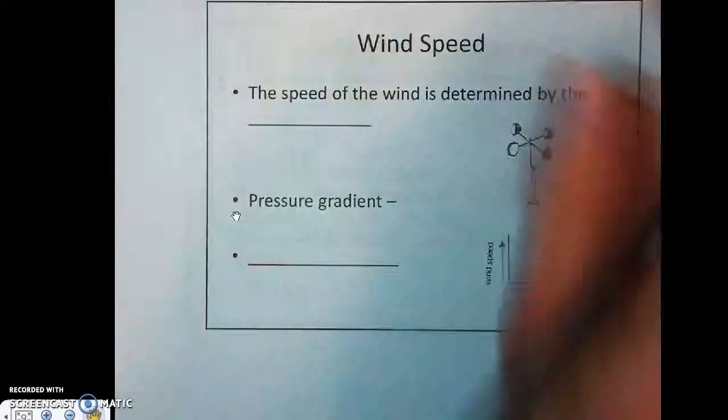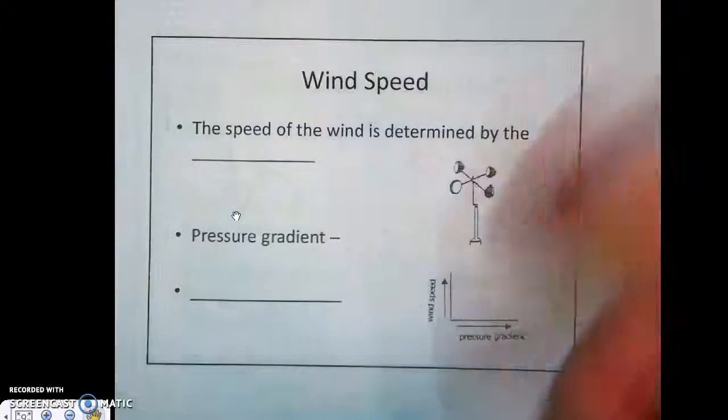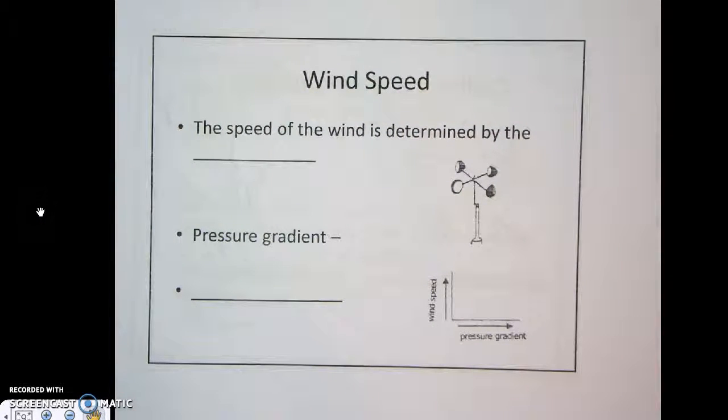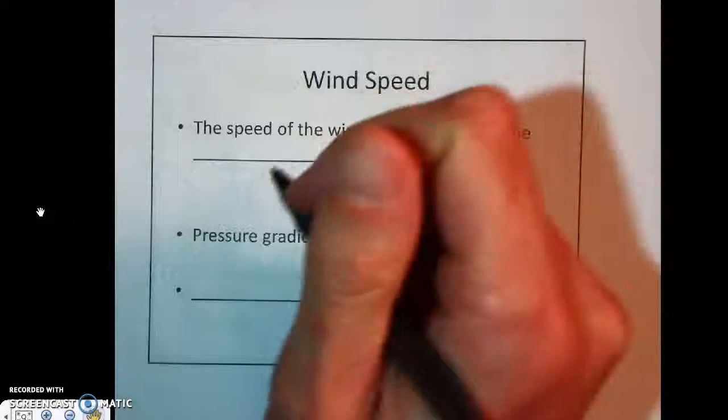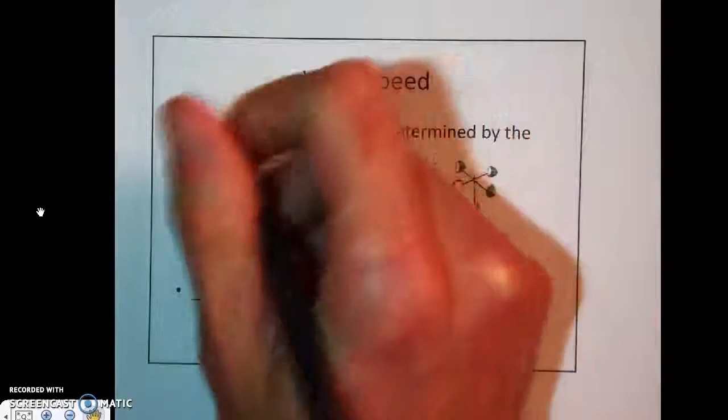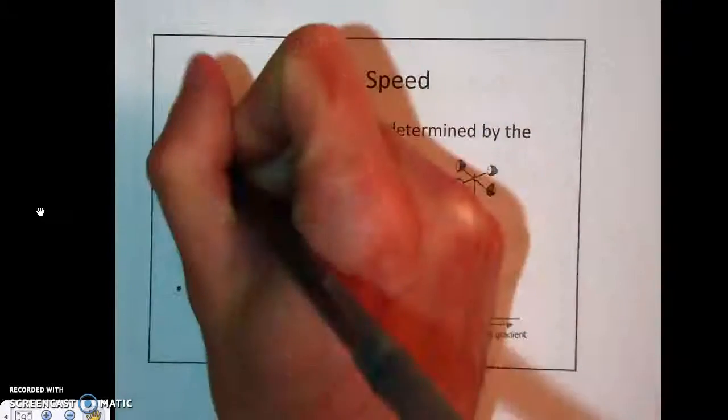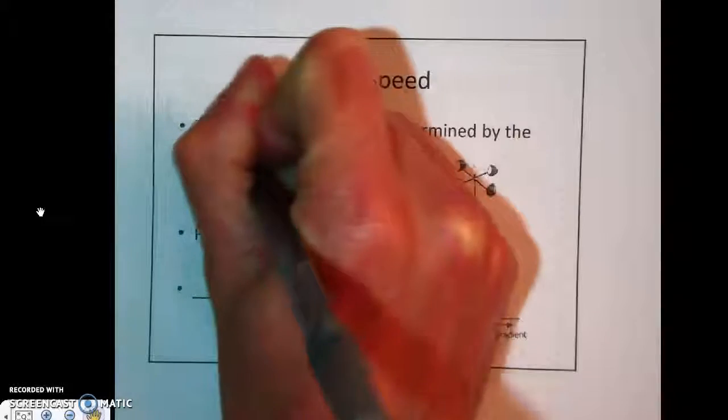Okay, everybody, let's wrap up with wind. One of the last things we need to deal with is wind speed. The speed of the wind depends on the difference in air pressure between two locations.